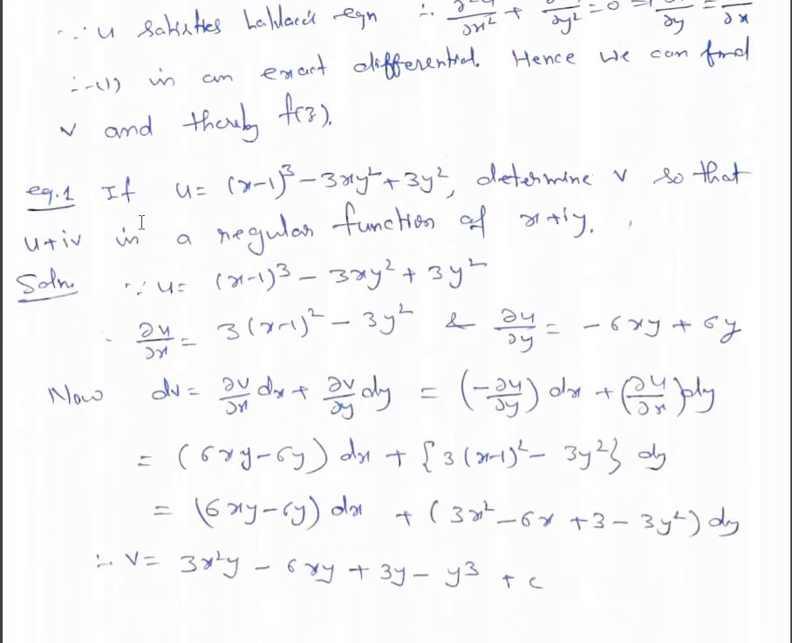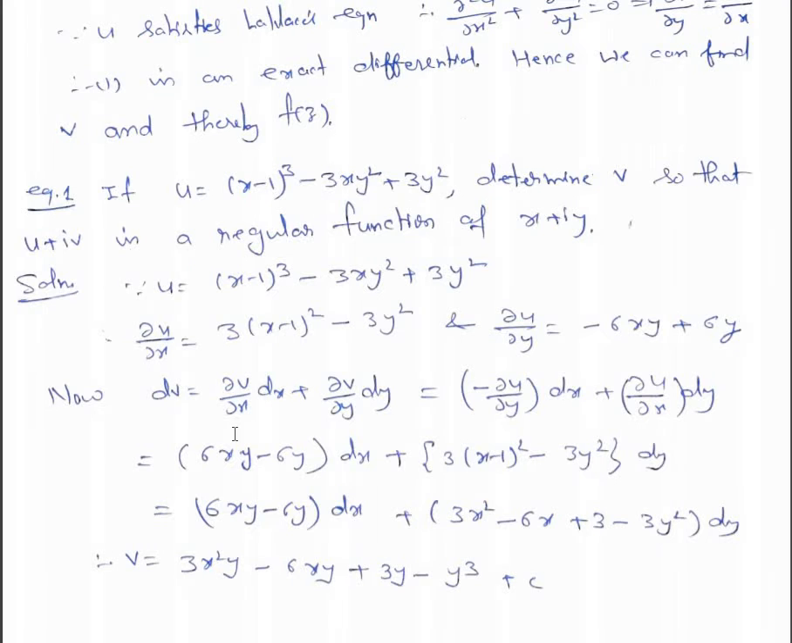Let's take few examples. If u = (x−1)³ − 3xy² + 3y², determine v so that u + iv is a regular function of x + iy. Now because u is (x−1)³ − 3xy² + 3y², we differentiate it partially with respect to x, and we get 3(x−1)² − 3y². And similarly ∂u/∂y is −6xy + 6y.